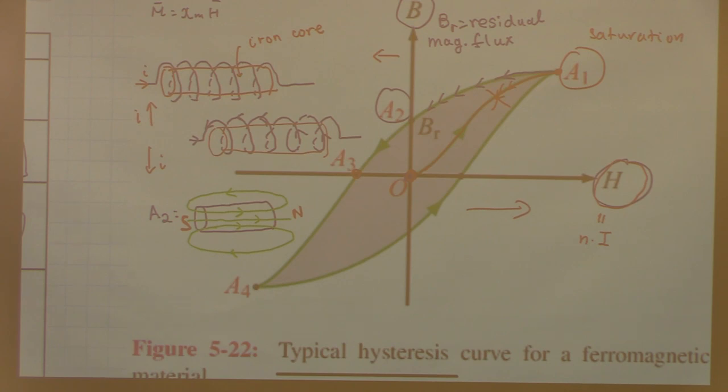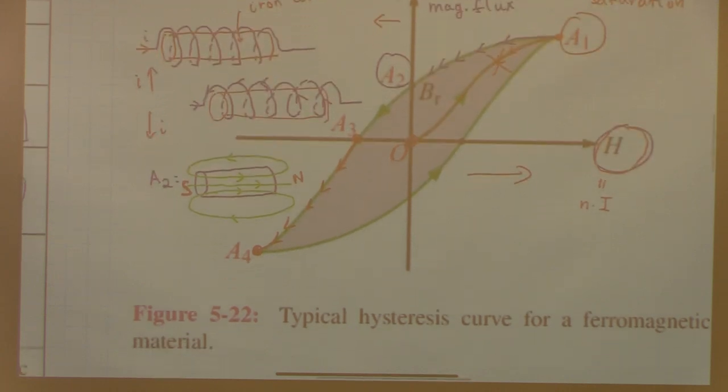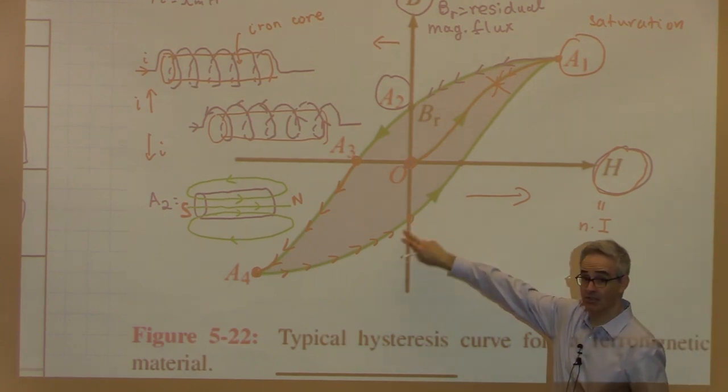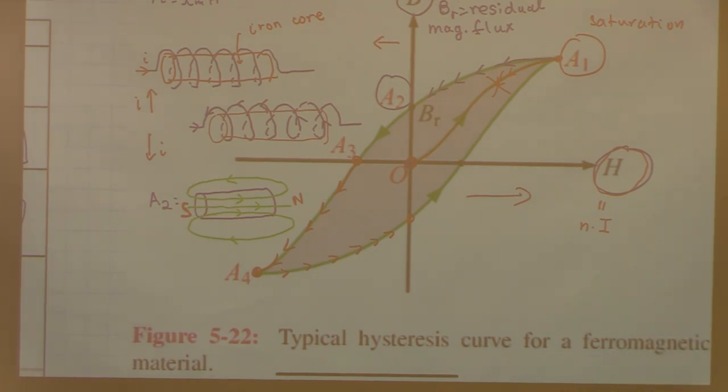And then I continue. Now I have magnetization in the opposite direction. I reach this point where I have now saturation on the other side. At this point now, I have strong alignment of the magnetic dipole moments in the other direction. Then I start reducing this current to go back. And you see, at this point now, I have zeroed out my current, so at this point my current is zero, and still there is residual magnetic field on the other side now.